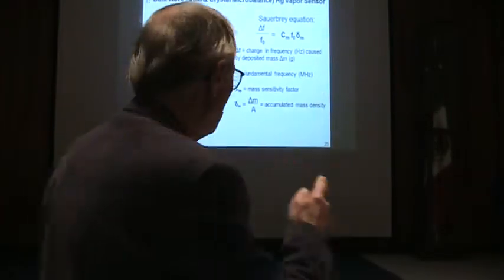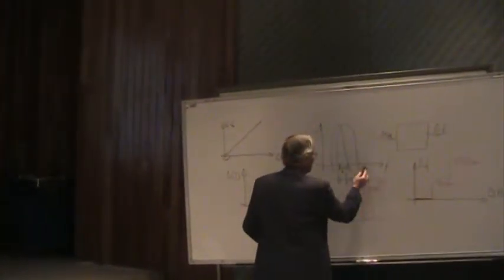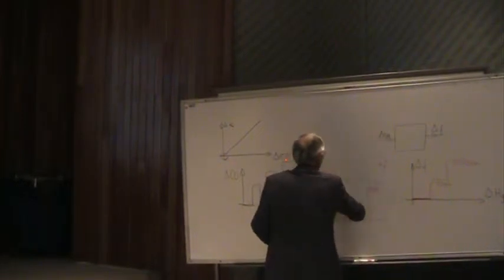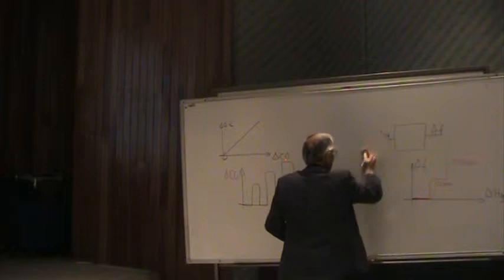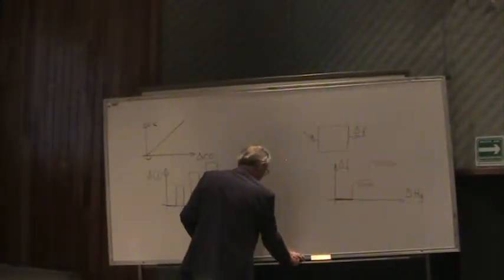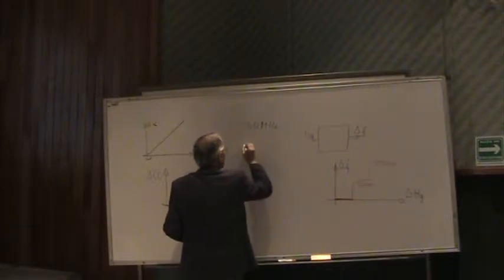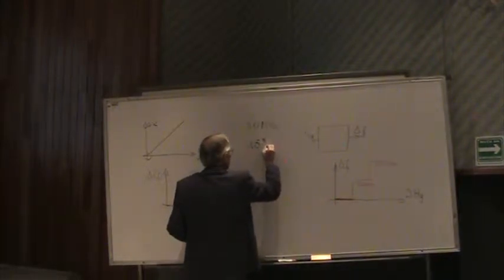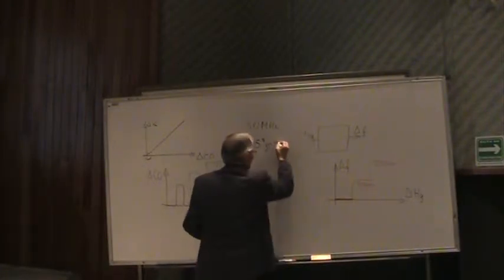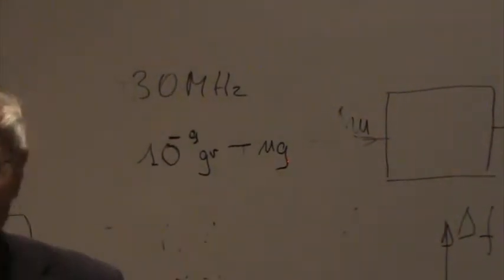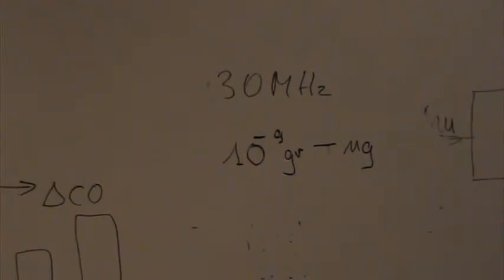When we calculate the mass sensitivity for a 30 megahertz QCM, the mass sensitivity is in the range of 10 to the minus 9 gram. It means it's in the nanogram range. We cannot achieve anything more with this element. Nanogram range means practically a part per million concentration level for gases.